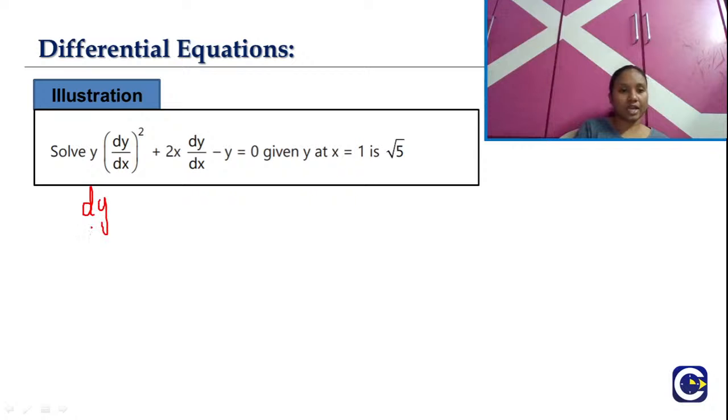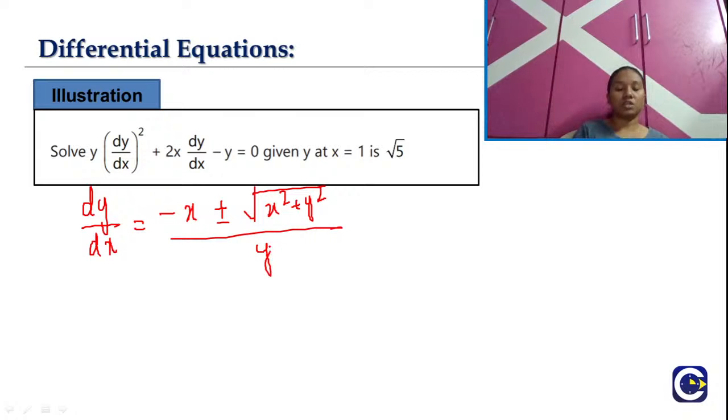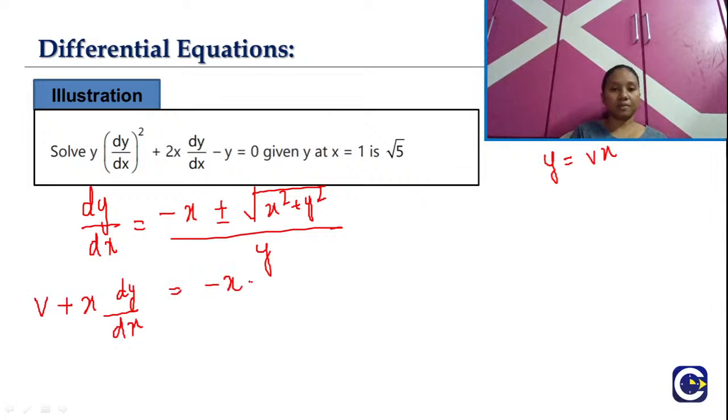So far we have the derived equation dy by dx equal to minus x plus or minus root over x square plus y square, divided by y. Let's substitute y equal to vx. Here it will be v plus x into dv by dx, and on the right, minus x stays as it is, then plus or minus root of x square plus v square x square, and in the denominator vx.